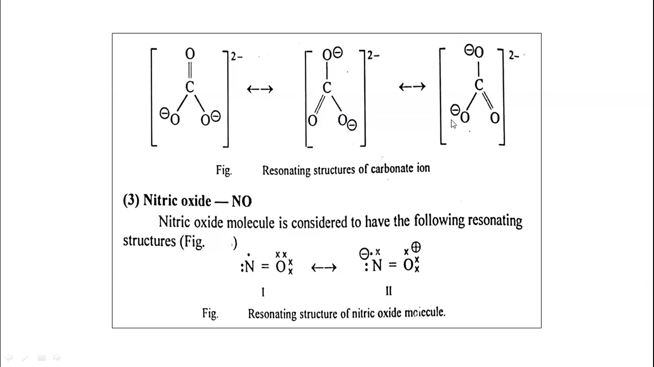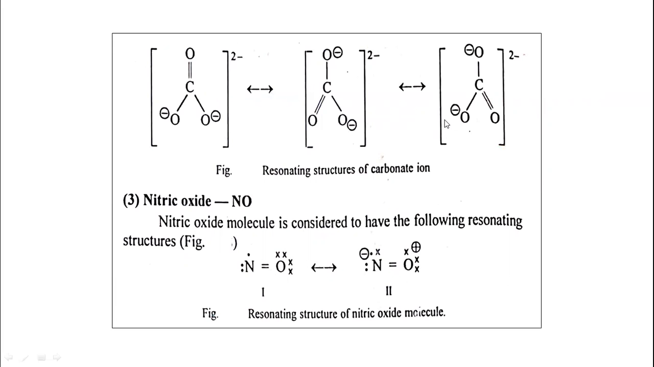So there are three possible ways we can represent the carbonate ion. So the carbonate ion has three resonating structures. It is not described by a single structure. It is represented by the three resonating structures.